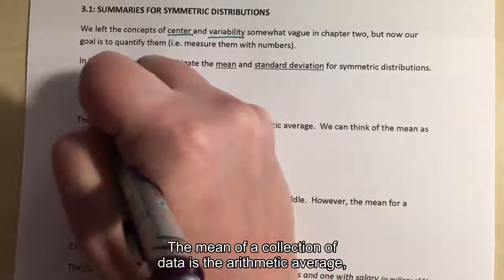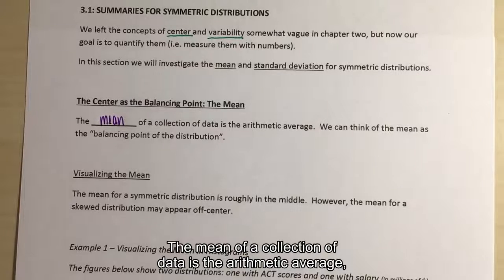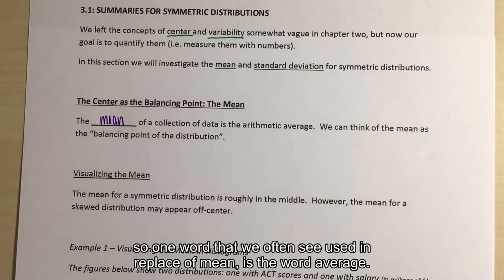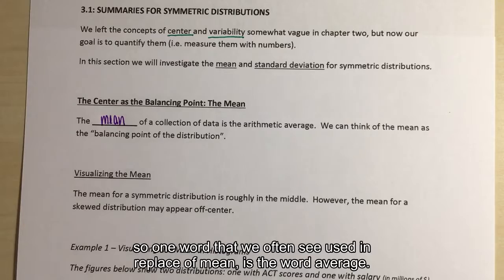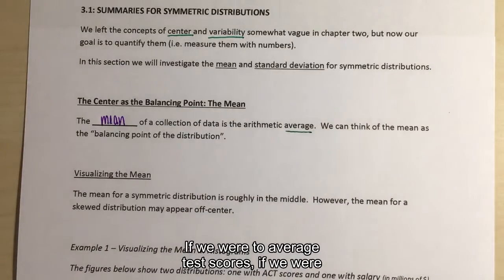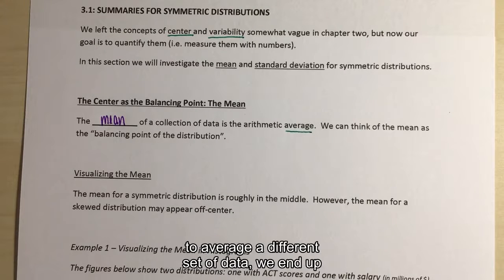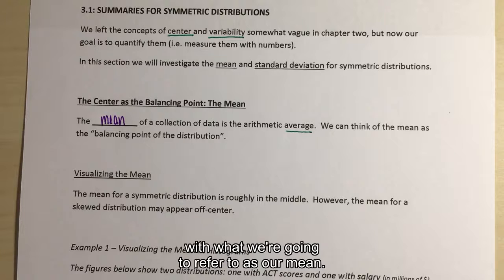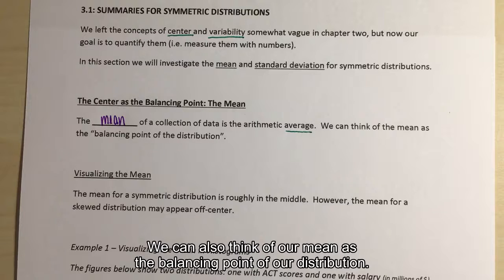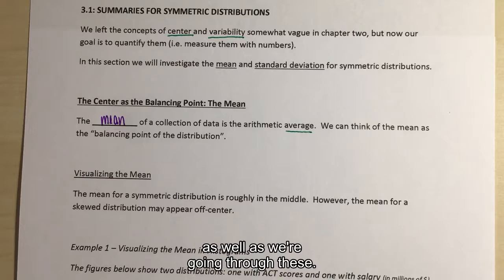The mean of a collection of data is the arithmetic average. One word that we often see used in place of mean is the word average. If we were to average test scores, or maybe some homework scores, or a different set of data, we end up with what we're going to refer to as our mean. We can also think of our mean as the balancing point of our distribution. We'll see that phrase show up in some of our questions as we're going through these.